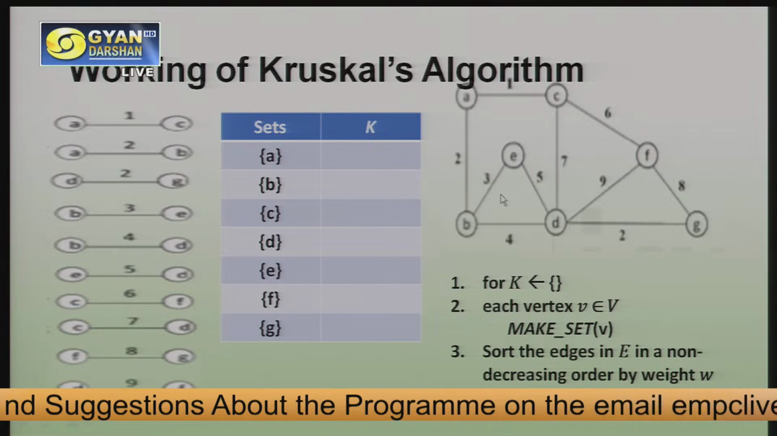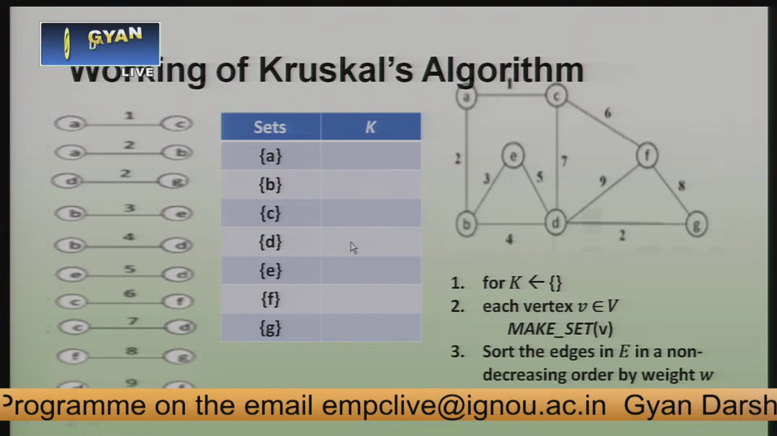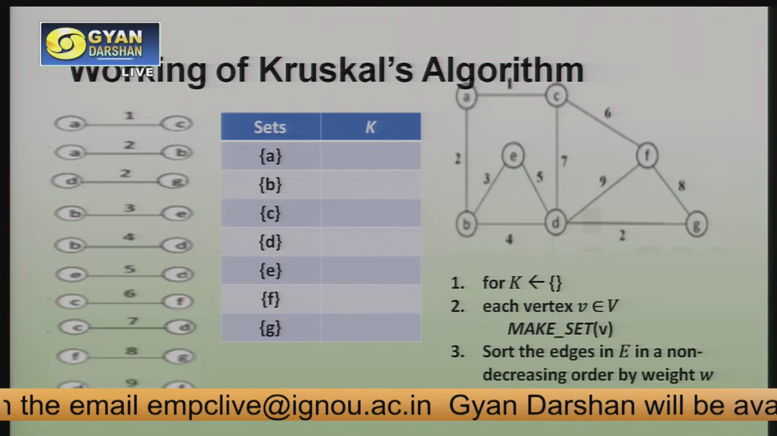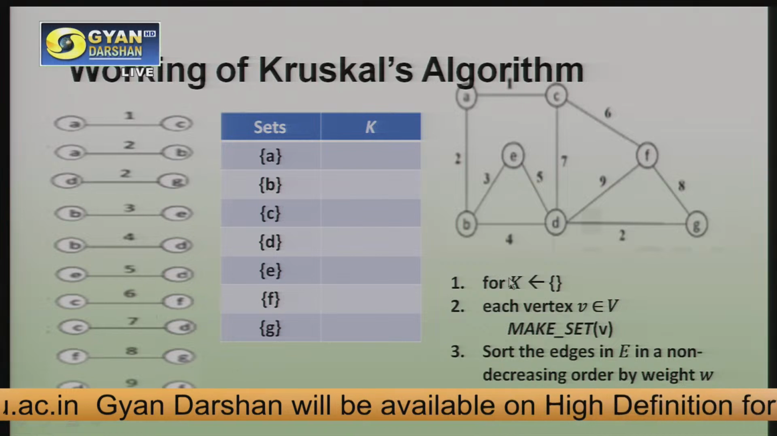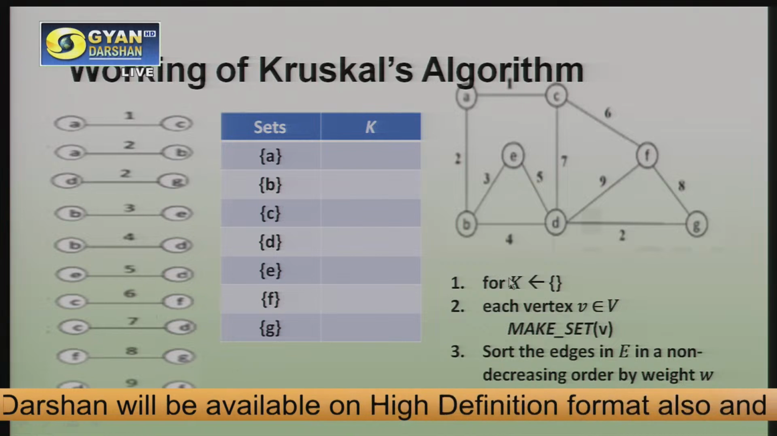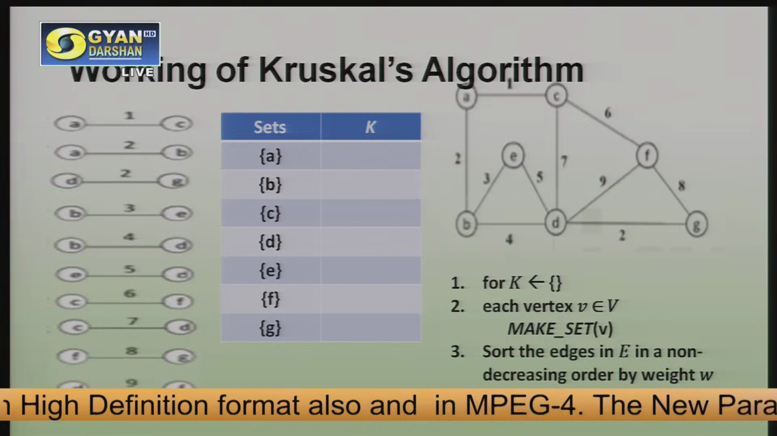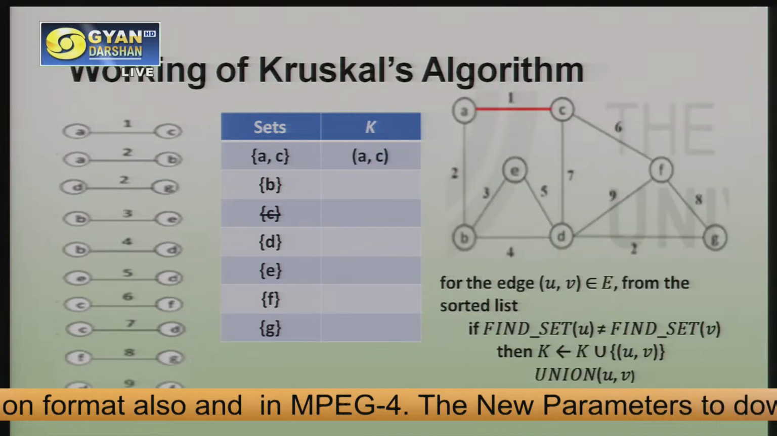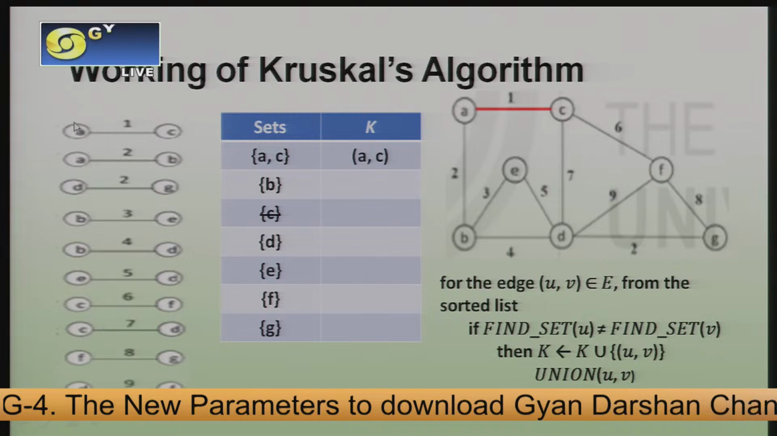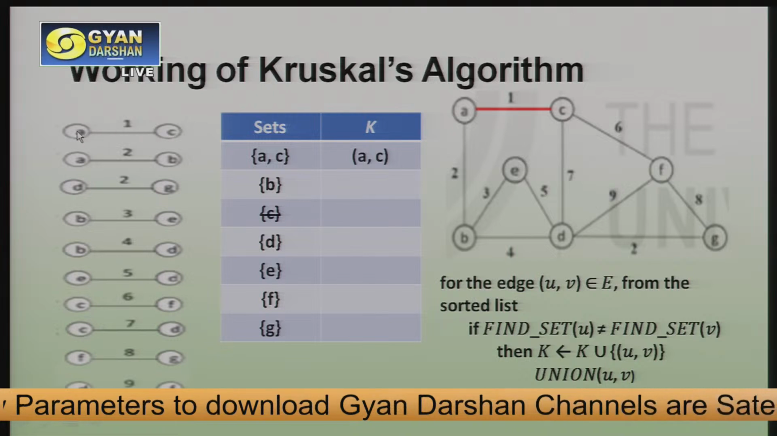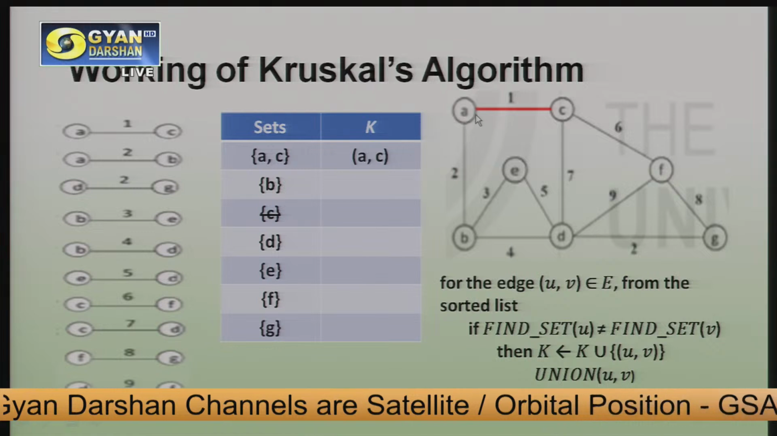Okay, so these sorted sets of edges are appearing in this particular sequence. All right. Now what? Now the next step is to make the tree. So how exactly are we going to start? What is the minimum edge? A to C. So what are we going to do?